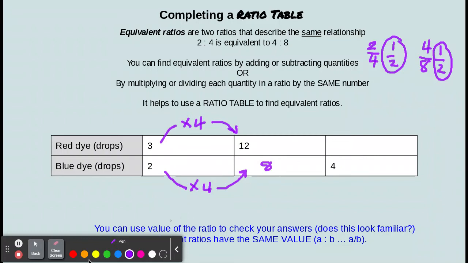Now let's look here. We want to look at 8 and 4, and how are they related? Well, 8 divided by 2 equals 4. So 12 divided by 2 should give us the value here, which is 6. All right.